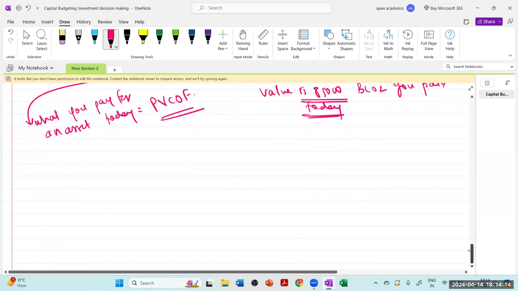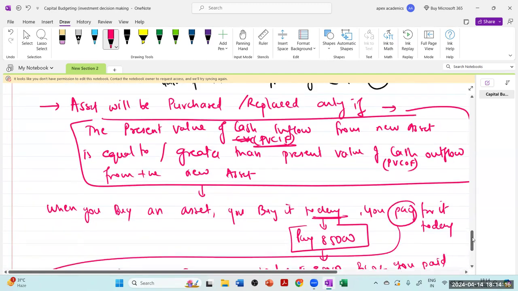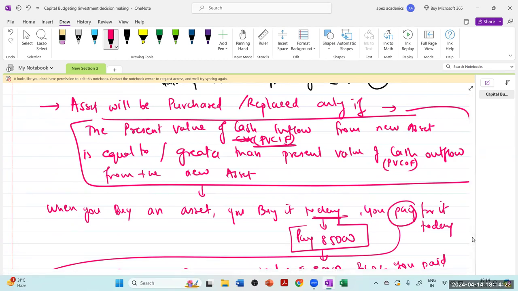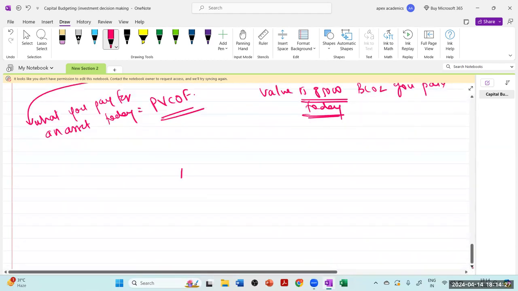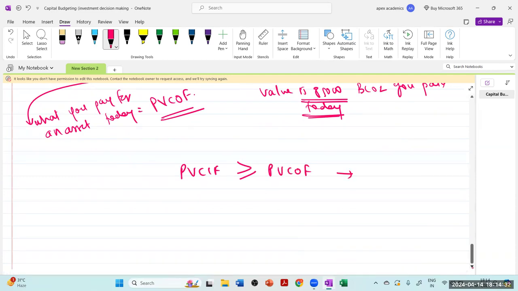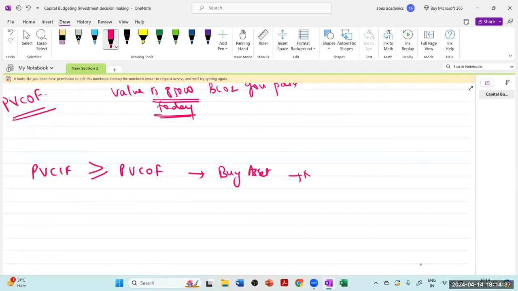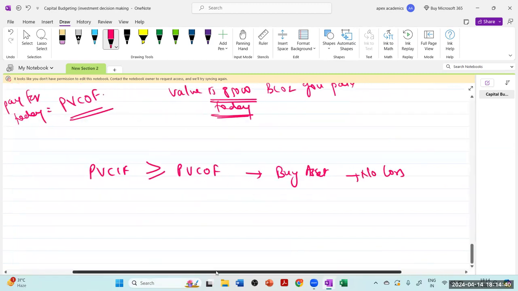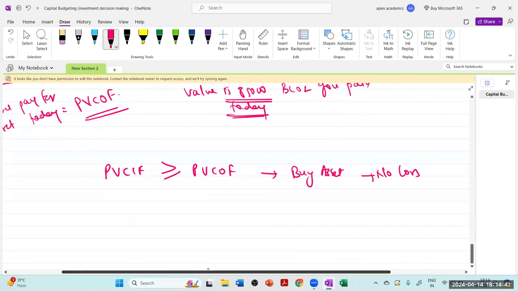So the basic funda is what? If I was to read this statement again, कि एसेट से जो आ रहा है प्रेजेंट वैल्यू, वो ज्यादा होना चाहिए या इक्वल टू होना चाहिए एसेट की वजह से जो जा रहा है प्रेजेंट वैल्यू उसका. कहने का मतलब क्या? Present value of cash inflow should be greater than or equal to present value of cash outflow. If this is the case, then you will buy the asset. Why will you buy the asset over here? There is no loss over here. What you are giving out is coming back in again. But if present value of cash inflow is less than present value of cash outflow, you do not buy the asset.